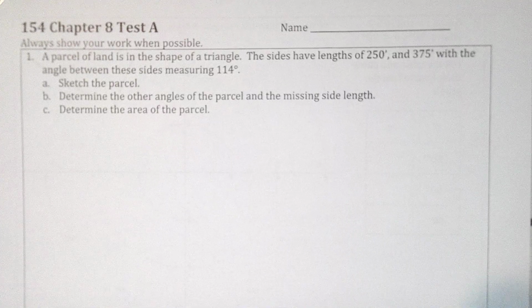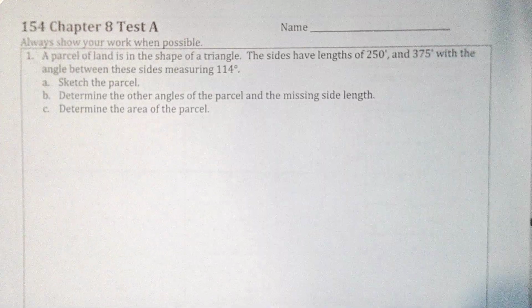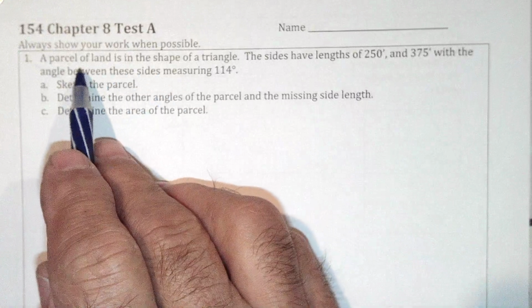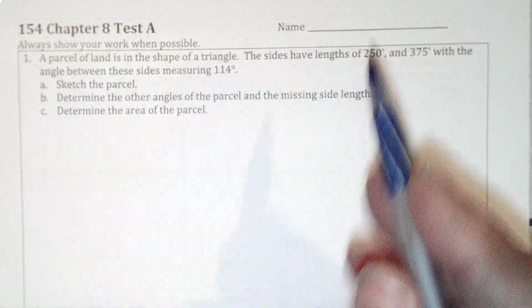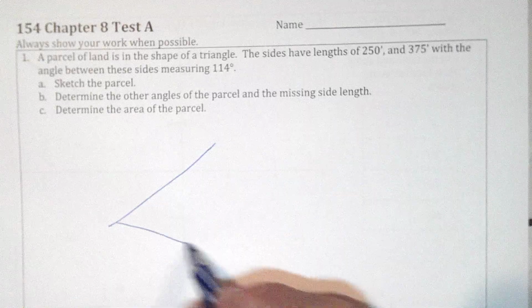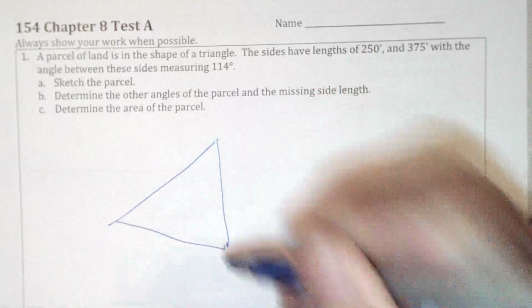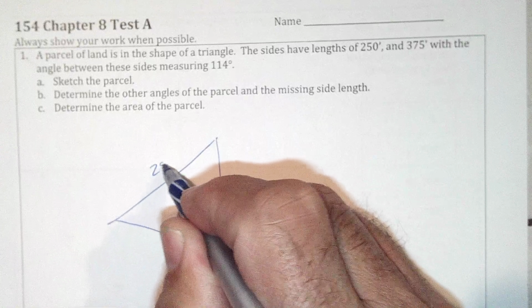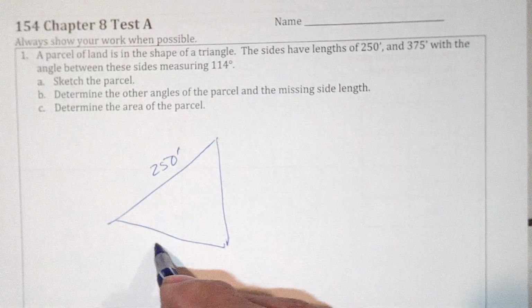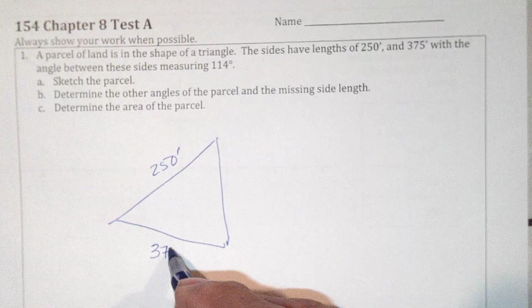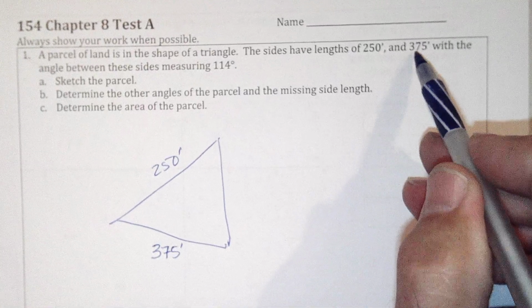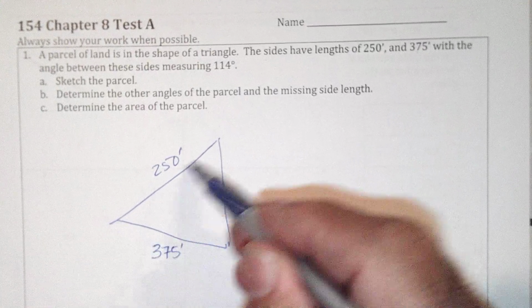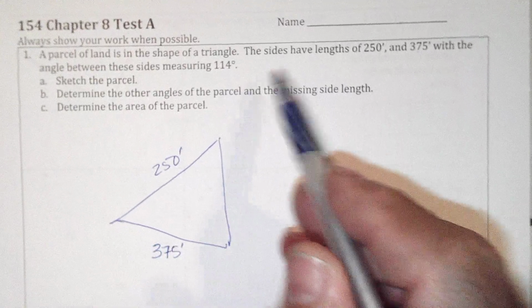All right, let's go over Chapter 8 test. Okay, a parcel of land is the shape of a triangle. I'm just going to draw a triangle. The lengths of the sides are 250 feet and 375 feet. So this one probably should have been longer than that one, but that's okay.